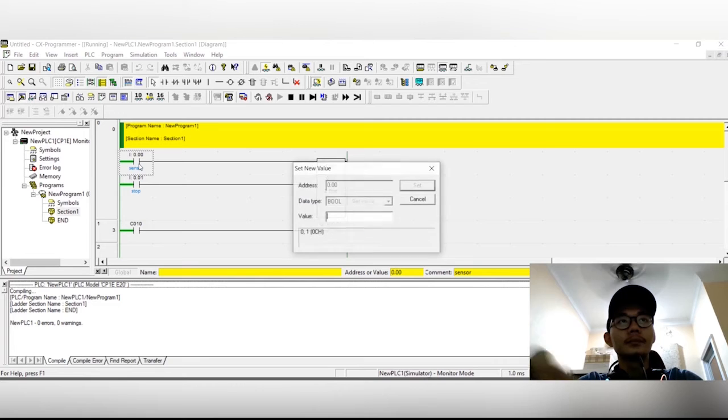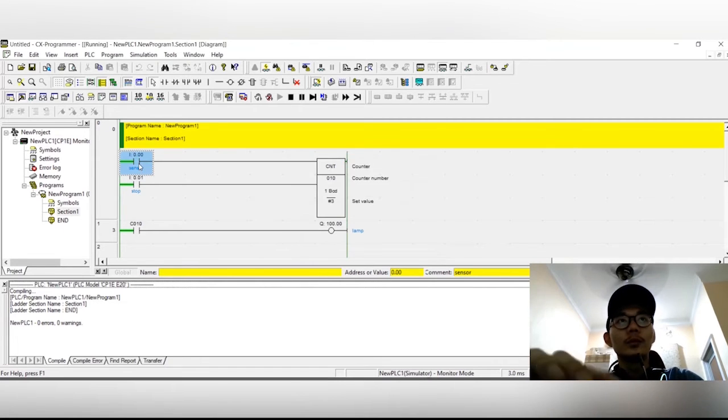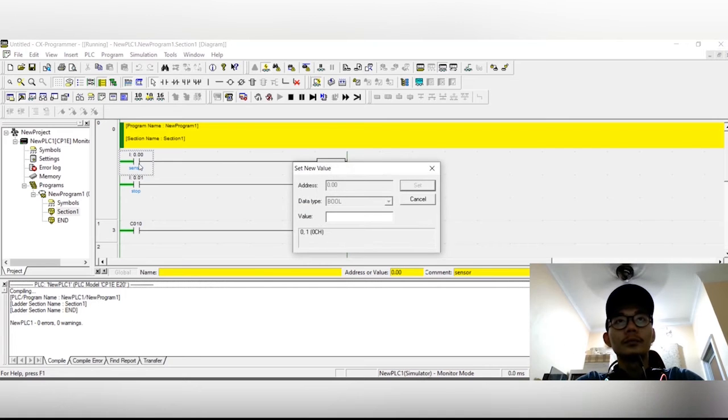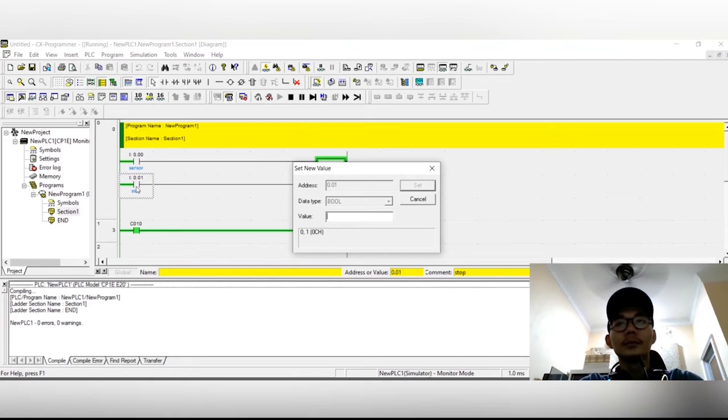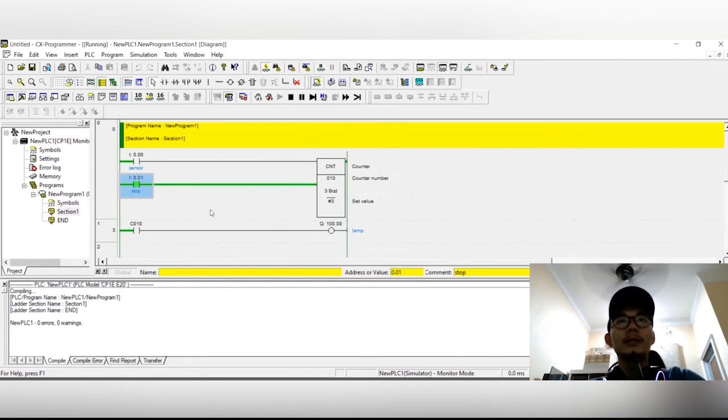One, two, three, and the lamp will light up. Next, if we press the stop button, the system will reset, the lamp will turn off, and the count will reset to 3 in BCD mode. That's all from me. Thank you.